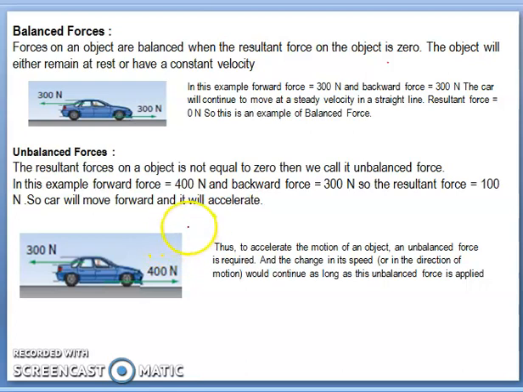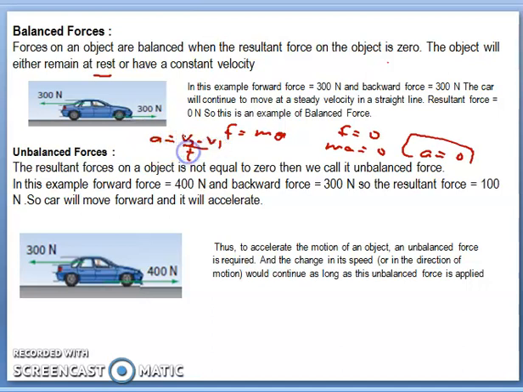Now if there is a balanced force acting on the object, that means the object either remains at rest or has constant velocity. Why? Because we know F equals ma, we'll discuss this later, and if F is 0, that means ma equals 0. Mass cannot be 0, that means acceleration equals 0. Why? Because acceleration is equal to change in velocity upon time. So if v2 minus v1 is 0, that means acceleration is 0.